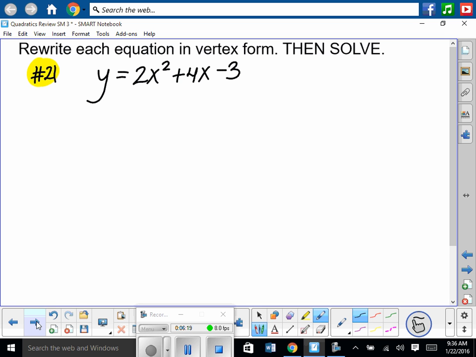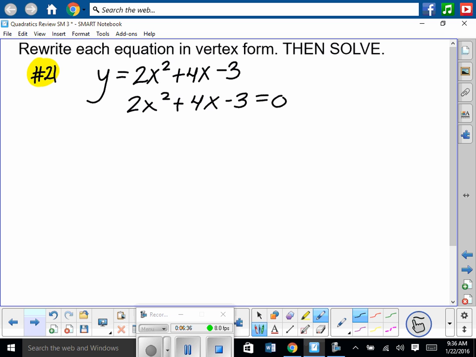Number 21. So this is the last one I'll do, then I'll just let you do a few and then we'll call it good. So on number 21, we have 2x squared plus 4x minus 3. So the first thing you have to do is set it equal to 0. So 2x squared plus 4x minus 3 is equal to 0.